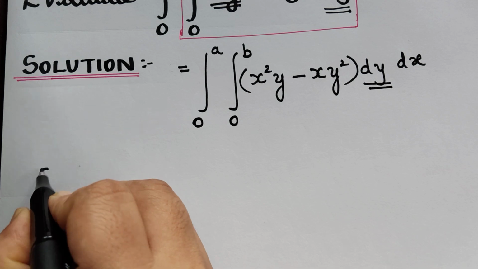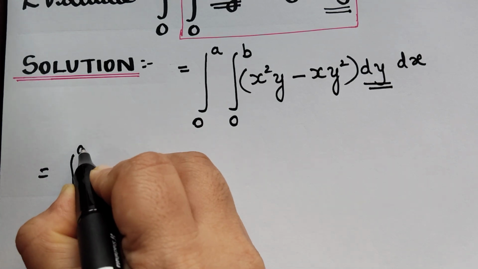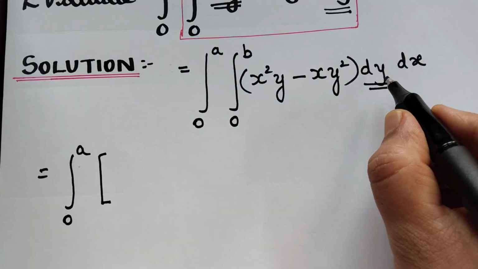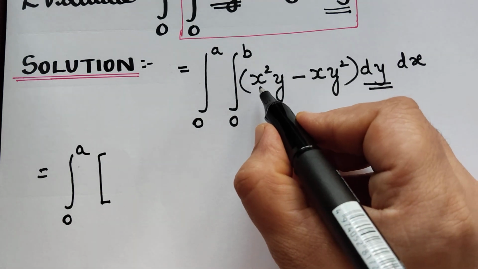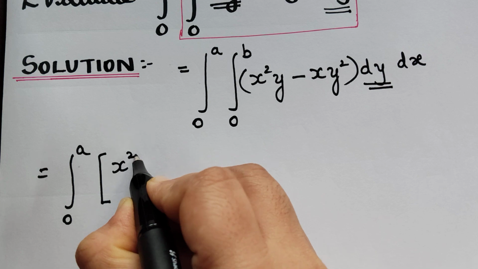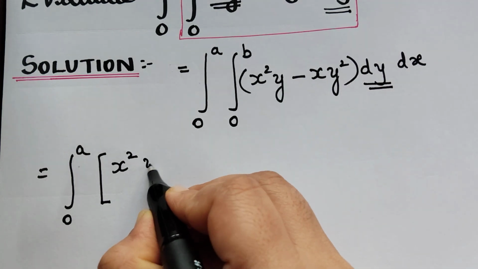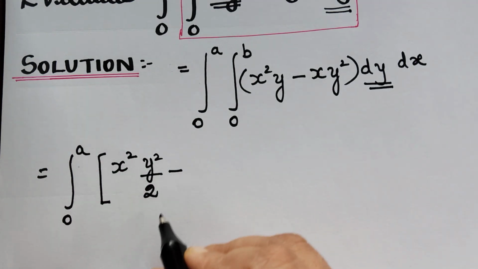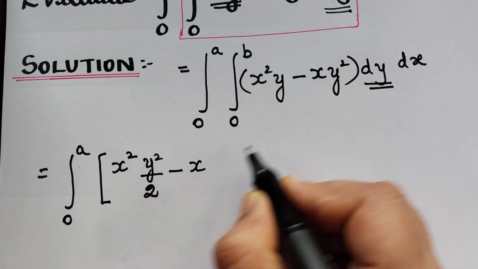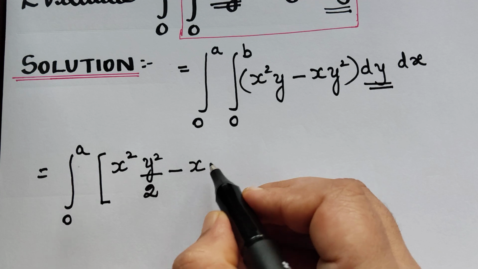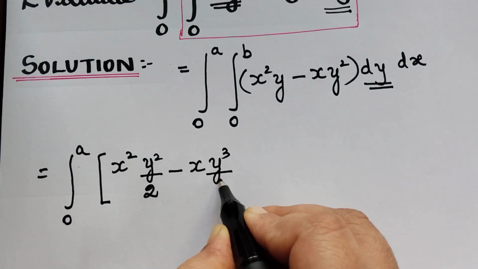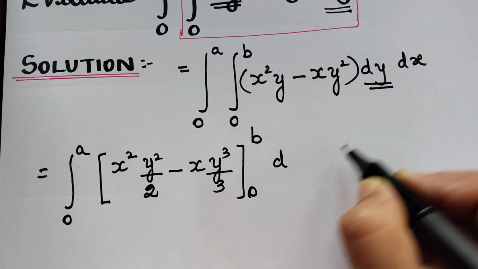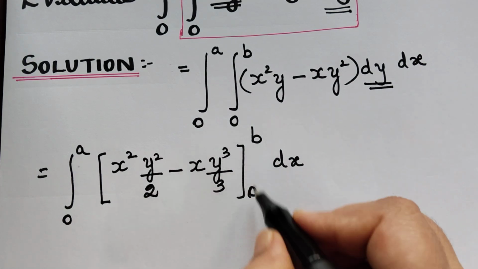So this will be equal to, the outer integral remains as it is and the inner integral after integration becomes, since we are integrating with respect to y, x will be treated as constant and so we will be getting it as it is, and the integration of y is y squared by 2, and then we have a negative sign here, so minus x will come as it is, and the integration of y squared with respect to y is y cubed by 3, and this is between the limits 0 to b, and then dx comes as it is.